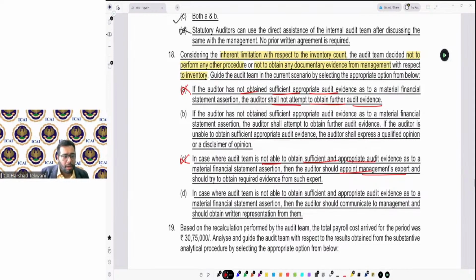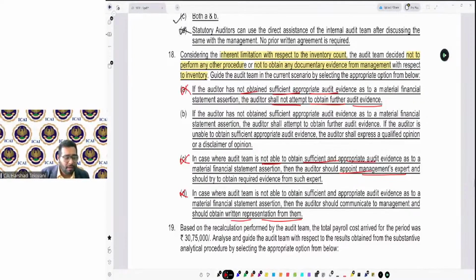D. If I am not able to obtain sufficient and appropriate audit evidence, I should obtain written representation. That is the last option. Again, written representation is not an evidence. Trust me, I'll not take written representation as an evidence. So again, this is also incorrect.